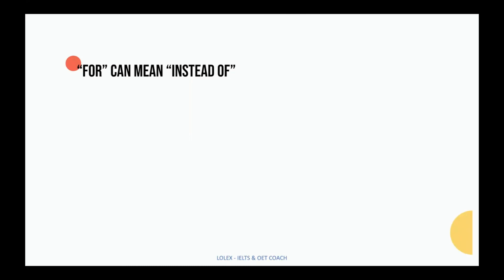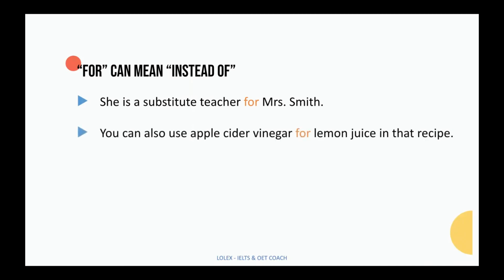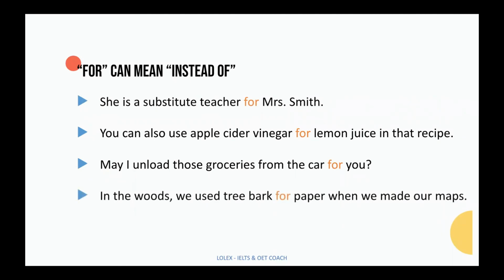For can mean instead of. In some cases, you can also use the word for to mean instead of or in place of. Here's how that works. She's a substitute teacher for Mrs. Smith. You can also use apple cider vinegar for lemon juice in that recipe. May I unload these groceries from the car for you? In the woods, we used the tree bark for paper when we made our maps. Early settlers used leather straps for door hinges.